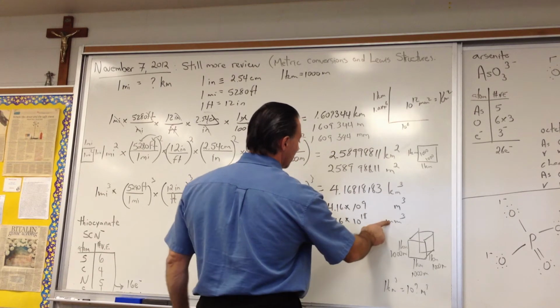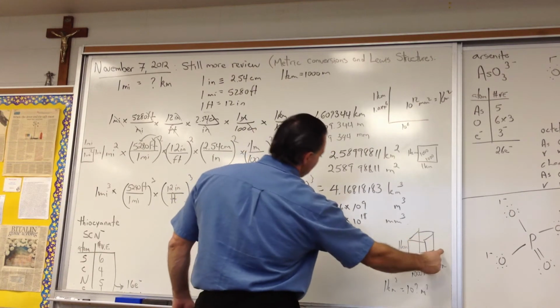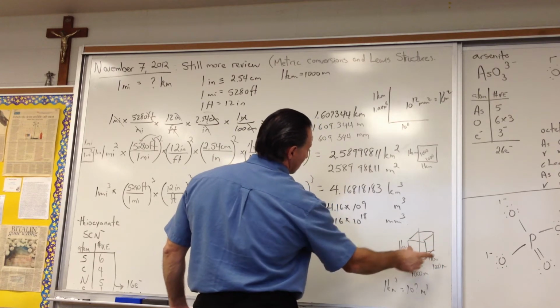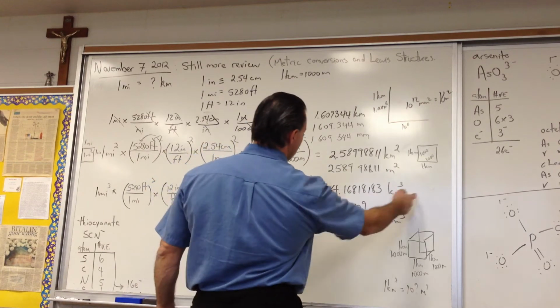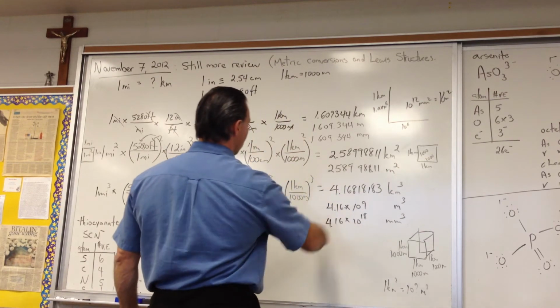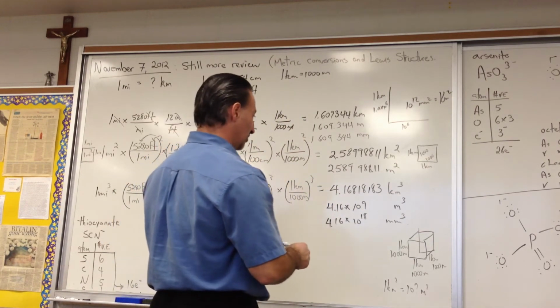And if I wanted to go to millimeters cubed, I recall there are 1,000,000 millimeters per kilometer, so 1,000,000 times 1,000,000 times 1,000,000 is 10 to the power of 18. So that would move this decimal place over 18 places. It would equal 4.16 times 10 to the 18 millimeters cubed.